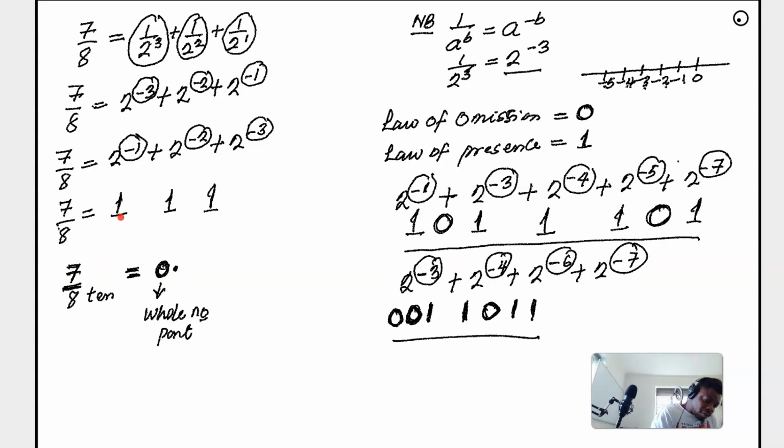So for 7 over 8, I have 1, 1, 1. So after the decimal, I'll put 1, 1, 1. So what I'm trying to say now is 7 over 8 in base 10 is equal to 0.111 in base 2.